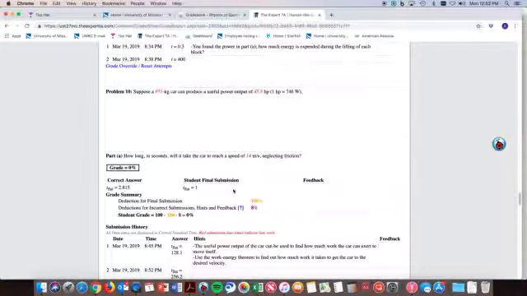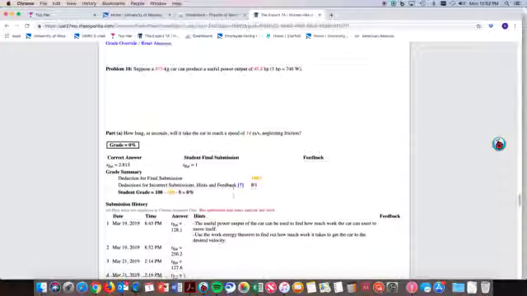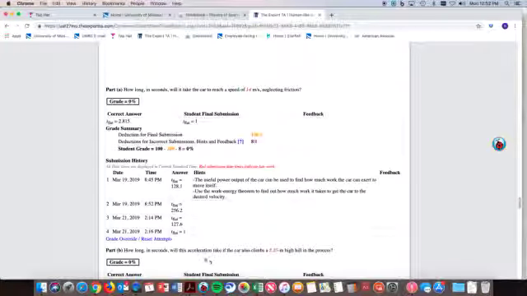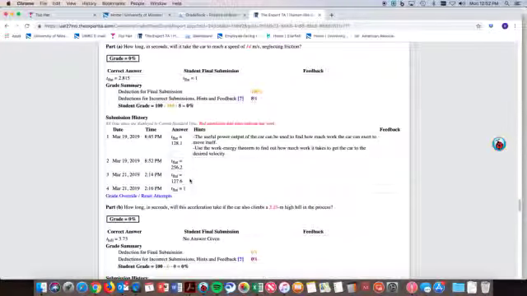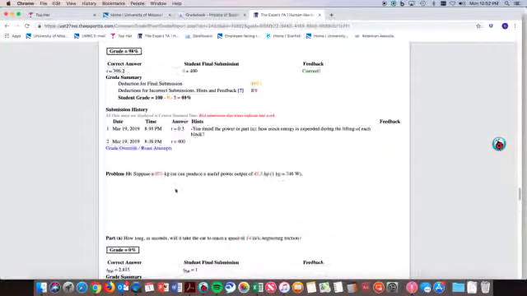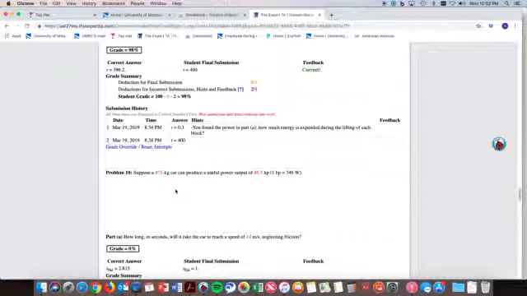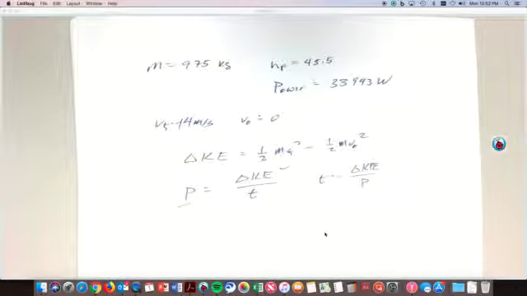So let's take a quick look at part B. What does part B say? How long in seconds will this acceleration take if the car also climbs a 3.25 meter high hill in the process? Oh, all we're doing is adding the... well, okay, right away you see what your answer is. And so we know it's going to take longer because why? He's got to go up the hill. So let's go back and look at this.